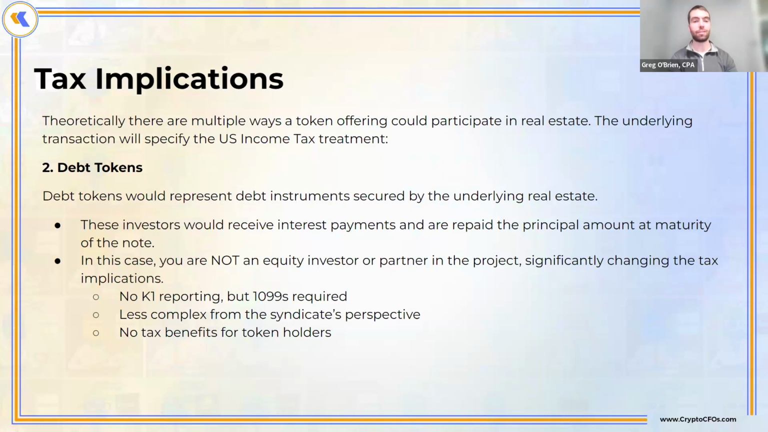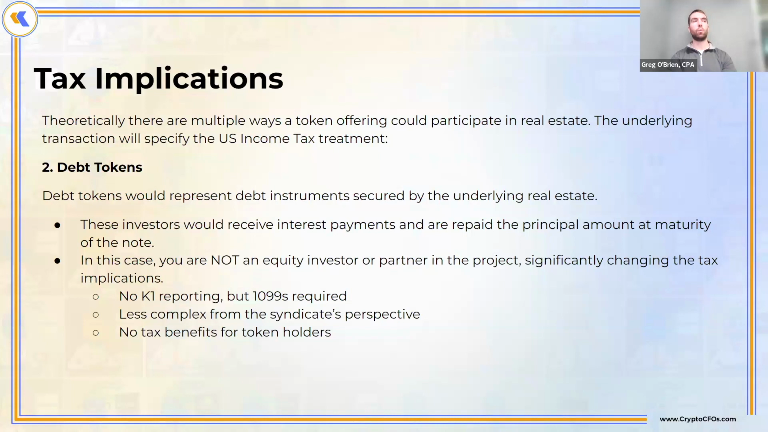The investor of this token, in this case, would receive interest payments, and obviously they would be paid the principal at the maturity of the note. The big difference here is that you're not an equity investor in the project, you're not technically tied to the performance of the project, so your tax implications are a lot different and a lot simpler. You're going to have no K-1 reporting. You will have 1099s, but it's less complex from both the investor and the general partner or syndicate's perspective.